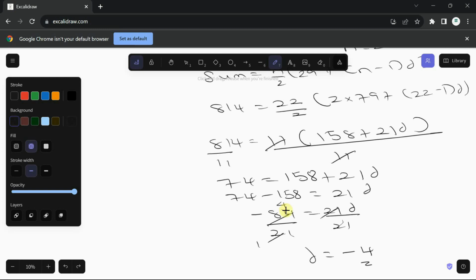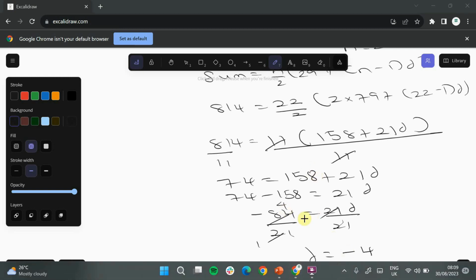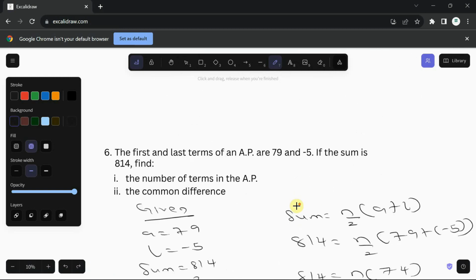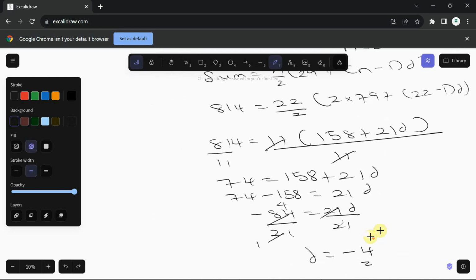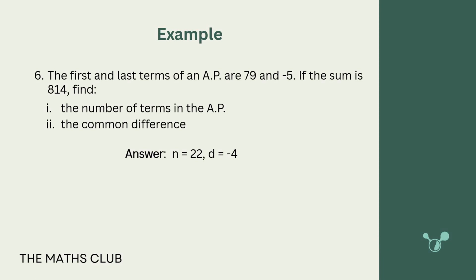You can use another way to find the d, right? I just had to use the sum formula. So our n is 22, and then our d is minus 4. Let's see if we're correct. Great. So with this, we've actually come to the end of the sum of an arithmetic series.